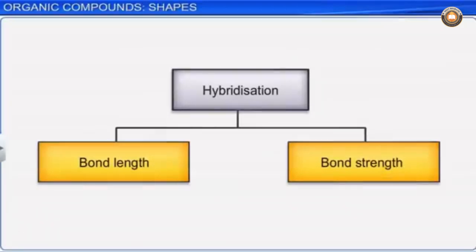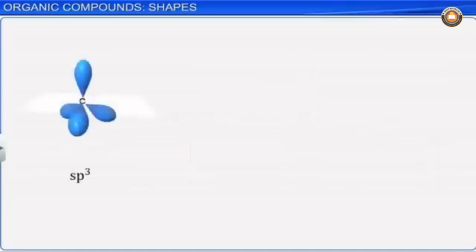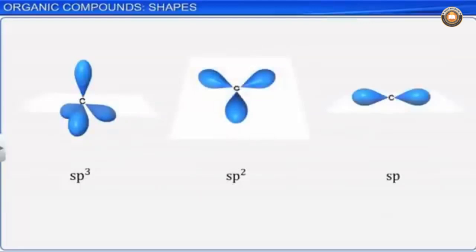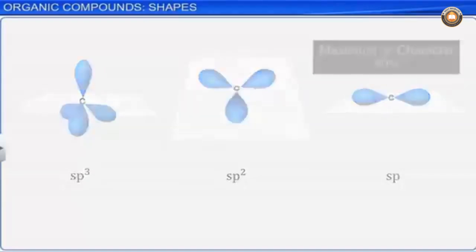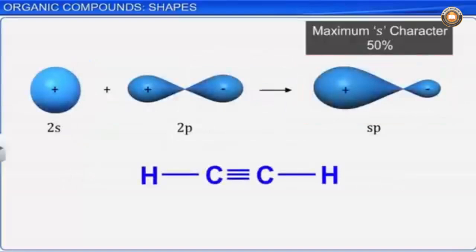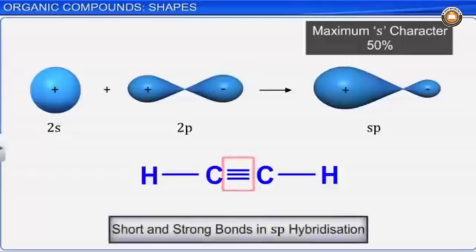Among sp3, sp2 and sp, in an sp hybrid orbital, the s character is maximum, that is, 50%. Greater is the s character, closer is the orbital to the nucleus, and hence higher is the electronegativity of that carbon. Also, these effects result in shorter hybrid orbital, shorter bond length and greater bond strength of the bonds formed by sp hybrid orbital.